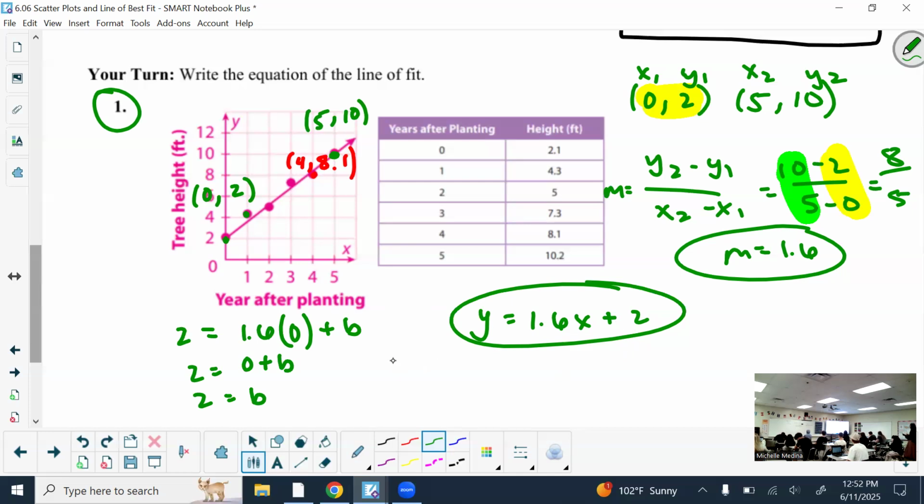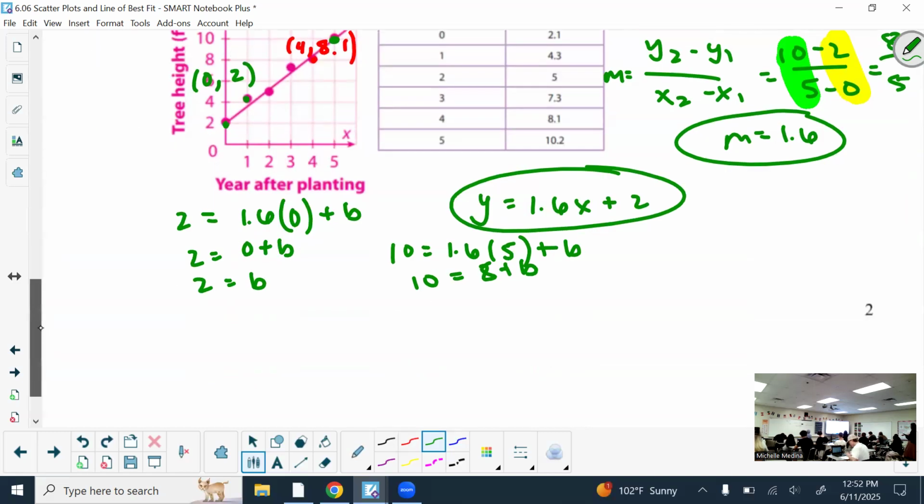If I picked the other point just to show you, this one might be where I actually have to do a little bit more work. But 1.6 times 5 is 8, plus b equals 10, subtract 8 on each side. Again, b is 2.